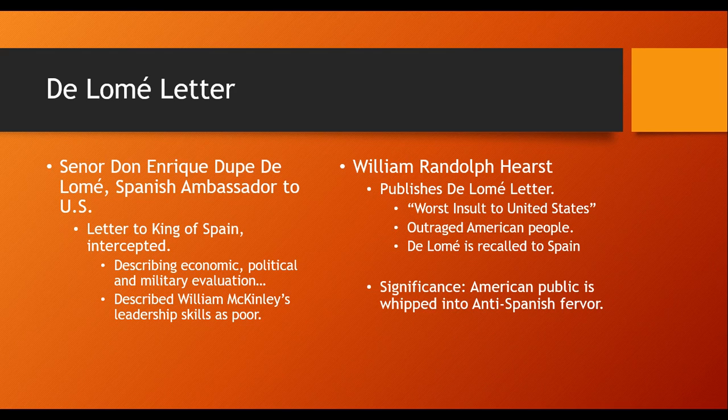And the part that he is going to exploit is a tidbit where De Lome has stated that McKinley, our president, is not a great leader. He has weaknesses. He's just kind of criticizing his leadership skills. Very common for that position to do things like that, noting, hey, we can take advantage of this characteristic or this part of his leadership. Well, when Hearst prints it, he prints it as though it was the most outrageous or the worst insult in American history to a president.